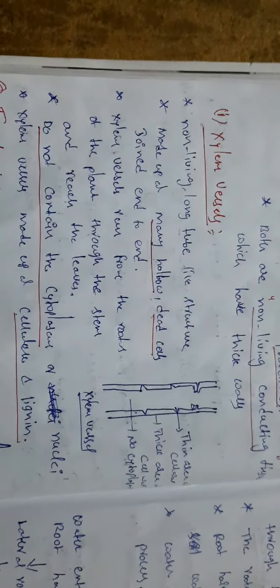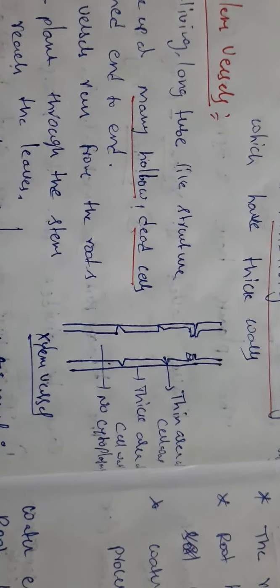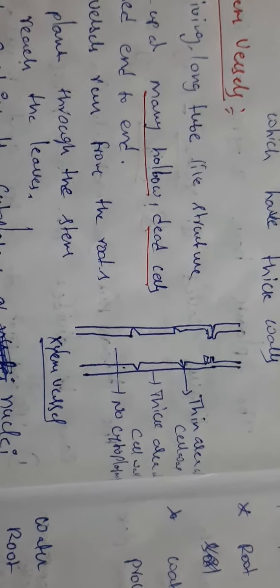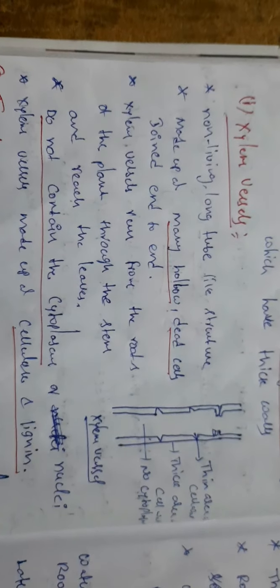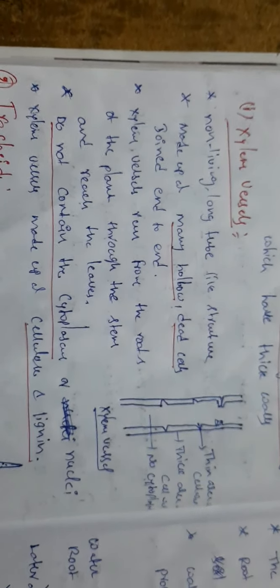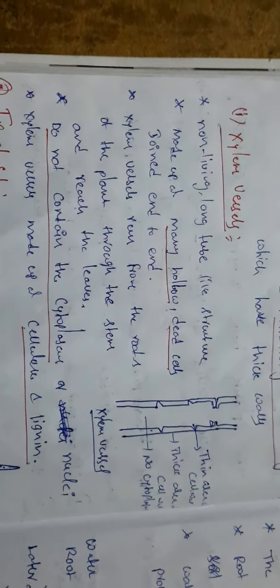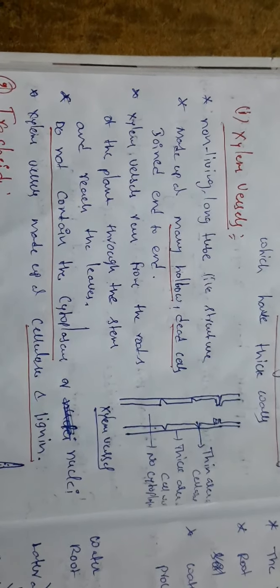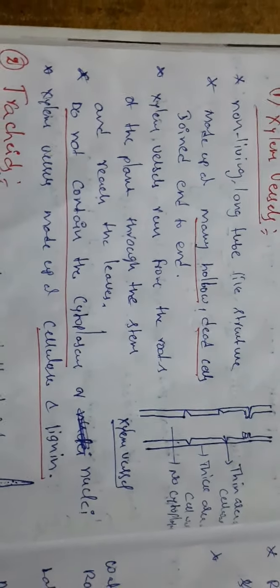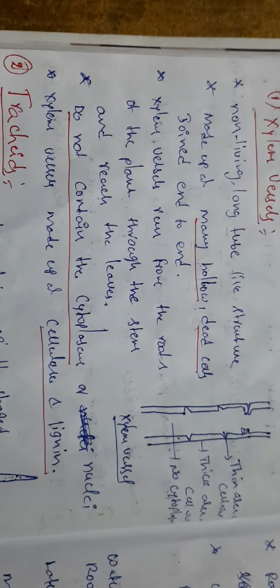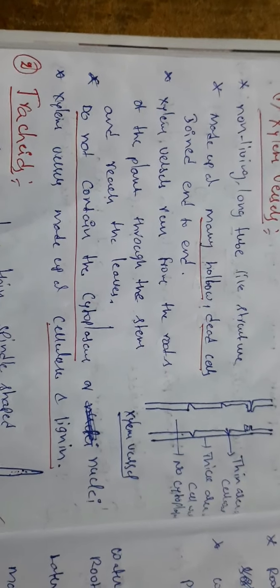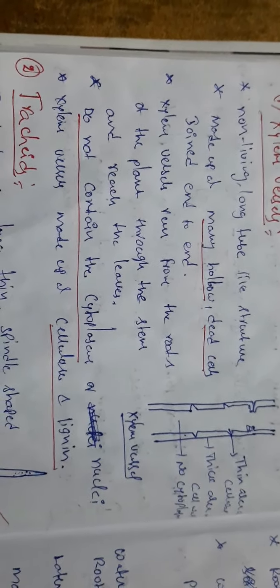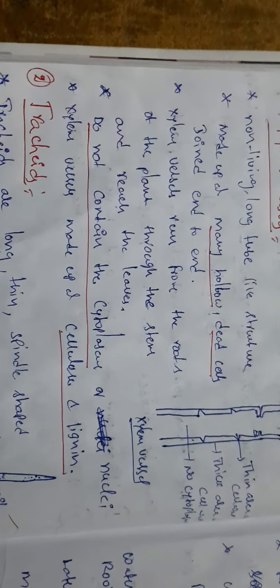What is the function of xylem vessels and tracheids? Xylem vessels, see the picture. A thin area of cell wall is there, a thick area of cell wall is present, but in the center there is no cytoplasm. This is a non-living, long tube-like structure. Xylem vessels are made up of many hollow, dead cells joined one to another. Xylem vessels run from the roots of the plant through the stem. Yes or no? They run from roots to stem, stem to branches, branches to leaves, for transport of water and minerals, right?